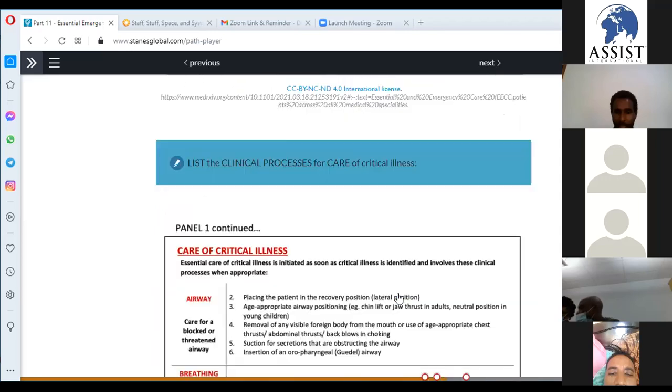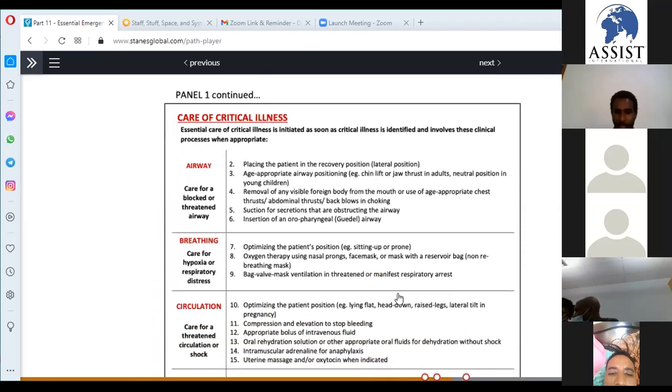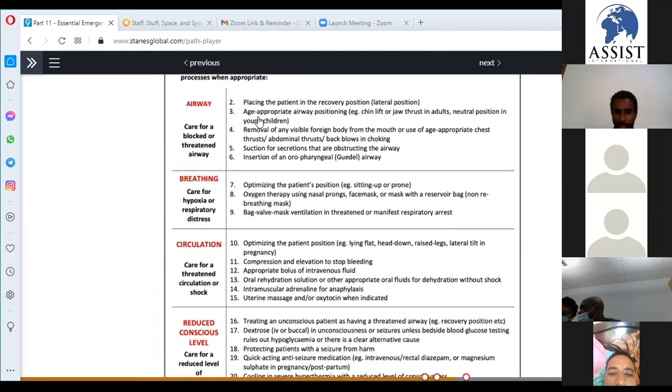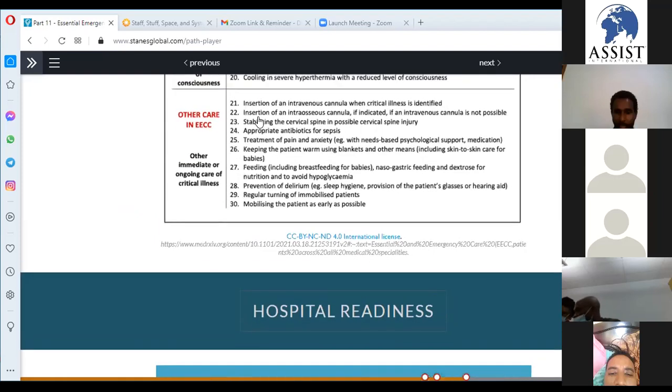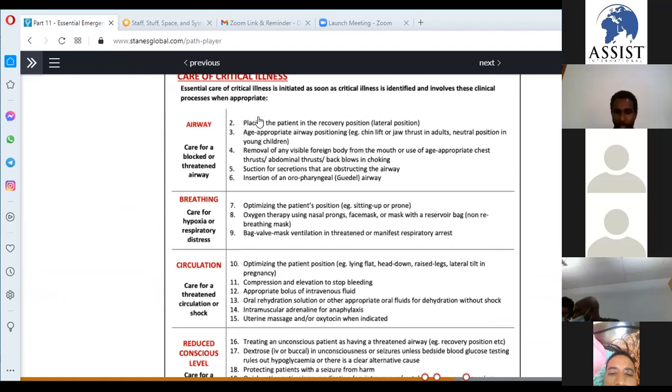Okay, and the second component is the care. Once you identify the problem in this patient, you need to be able to deliver appropriate care. So how can we give care? This depends on the system in which the patient has a problem, as you can see, either an airway problem, a breathing problem, or a circulation problem.